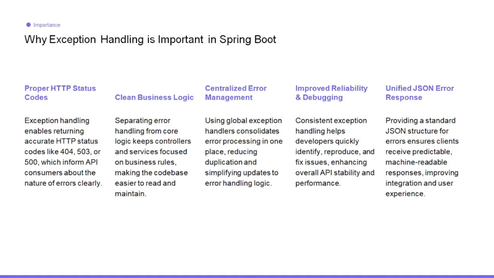Exception handling enables returning accurate HTTP status codes like 401, 503, 500, and informs API consumers of the nature of errors clearly. Clean business logic, this I was talking about. Separating error handling from the core logic keeps controllers and services focused on the business rules, making the code easier to read and maintain.